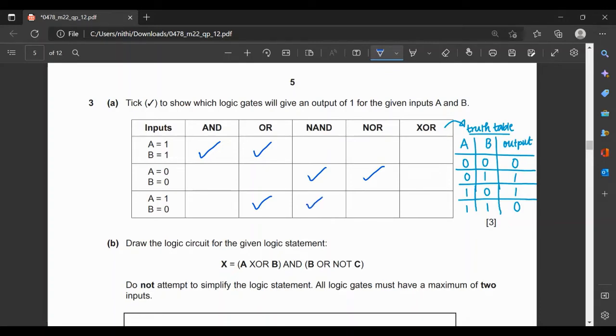Lastly, we have the XOR, which can be a little tricky. So I have the truth table for you on this side. In XOR, only one input should have the value 1 for the output to be 1. So only the bottom box gets ticked.